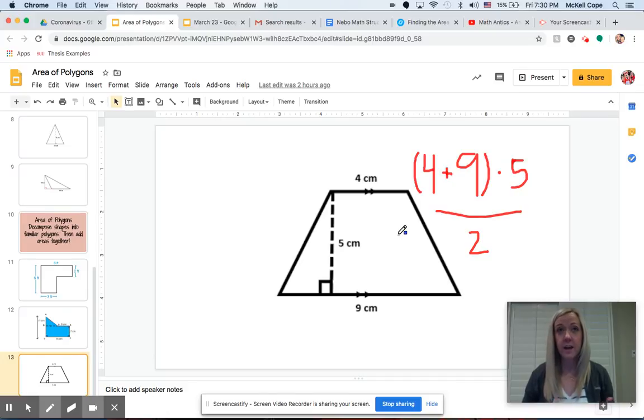You can find maybe something on the wall, maybe there's something outside. So you're going to find a space that is a little irregular that you have to decompose into squares and rectangles, and you're going to find the total area.